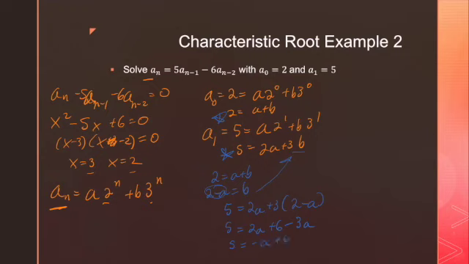If I subtract 6 from both sides, I get negative 1 equals negative a. So this means a equals 1. And if I have 2 equals a plus b and a equals 1, that means 1 equals b. So my final answer is a sub n equals 2 to the n plus 3 to the n.